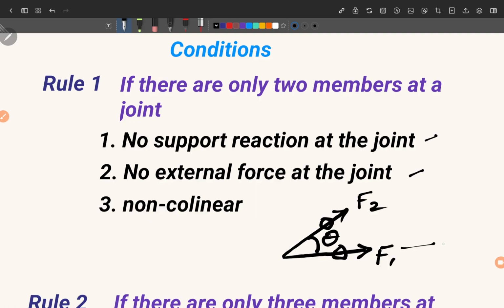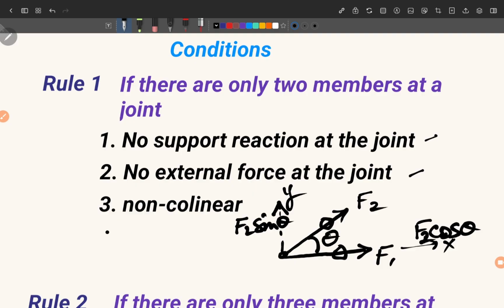If I take this axis as x-axis and the axis perpendicular to this as y-axis, and if I resolve this force F2 into two components, I will get F2 cos theta, and this will be in the y direction F2 sin theta. Now if you see here, in the y direction there is only F2 sin theta, there is no other force.